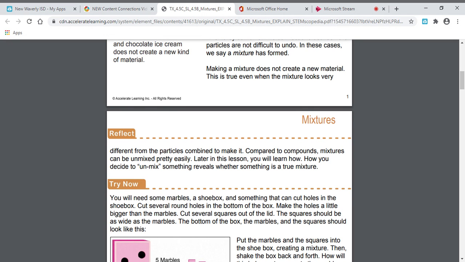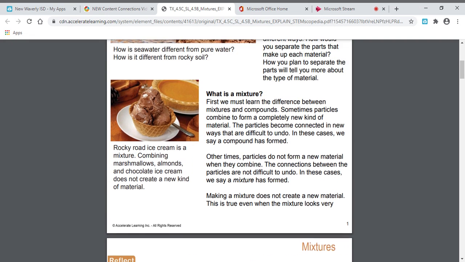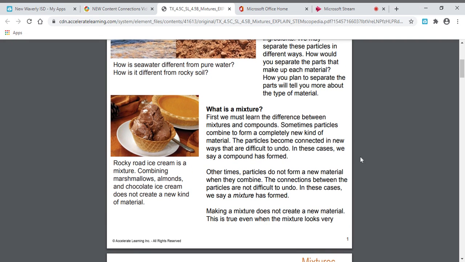So let's go back up and see that picture that we had of the Rocky Road. So that ice cream right here, which is the Rocky Road. So Rocky Road ice cream is a mixture. Combining marshmallow, almonds, and chocolate ice cream does not create a new kind of material. So again, what we've talked about in our textbook is creating a new type of material. We do have these different things that are combined in the ice cream itself to make that Rocky Road ice cream, but it does not make a new material.